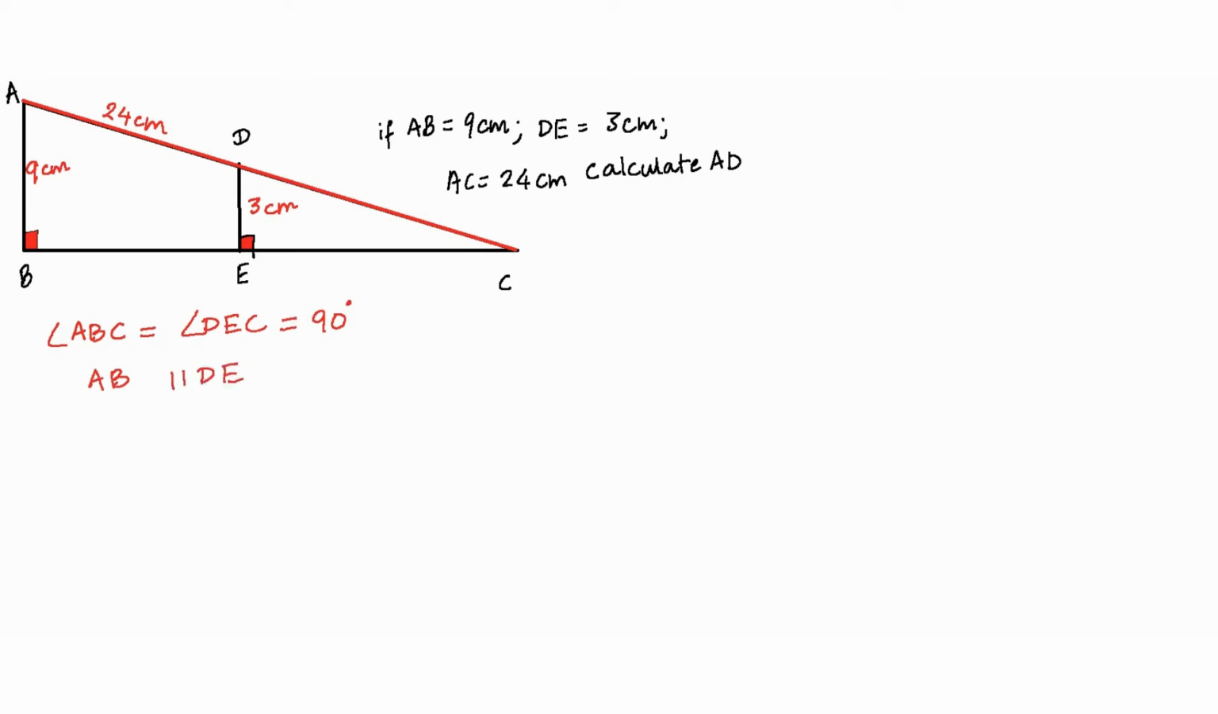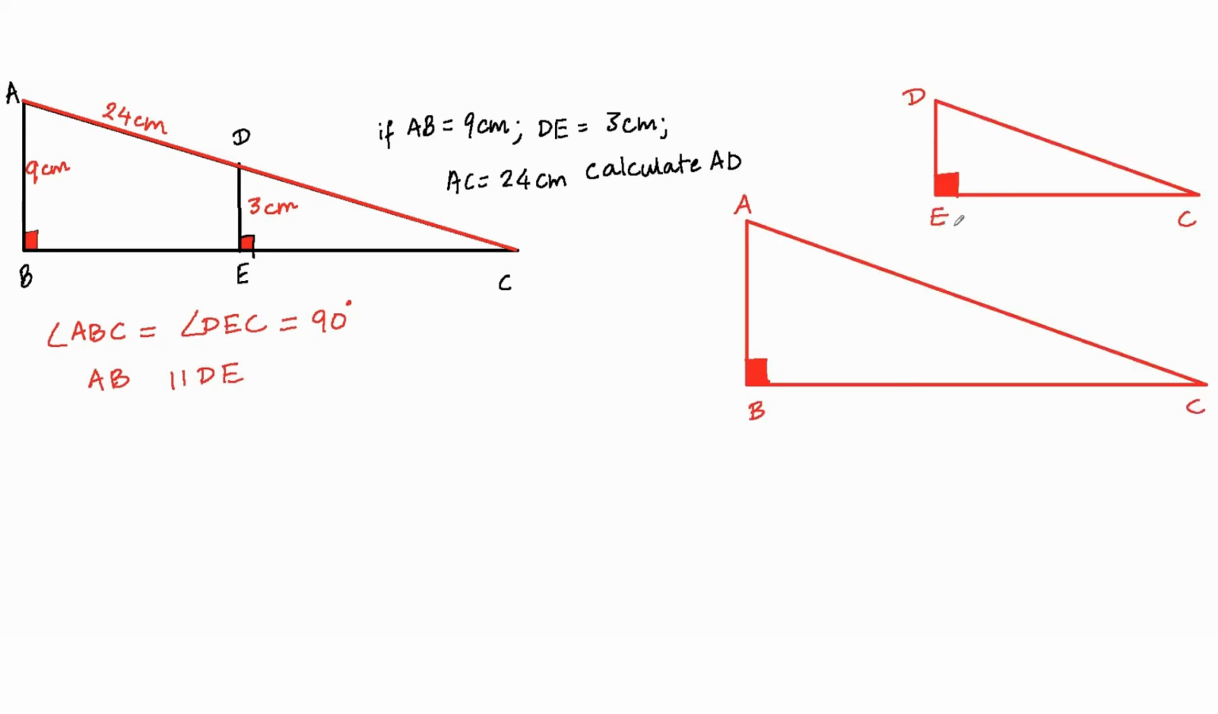Now, the two triangles that I can consider for similarity are triangle ABC and triangle DEC. So let us draw these two triangles separately, and then we can see if some parts of these angles are equal. So now if you notice these two triangles, angle E and angle B are both equal to 90. And you will notice that angle C is the same angle in both the triangles, isn't it? That means I can claim that angle C is the common angle. So I can say that these two triangles are similar by the AA test.